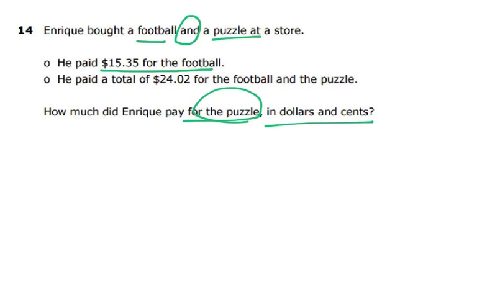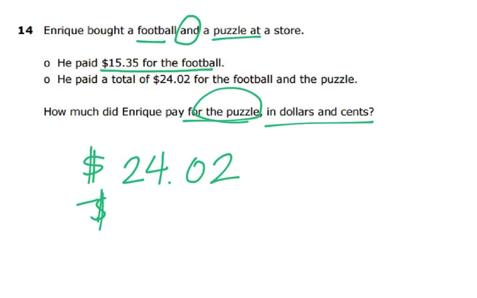All right. So I know he bought one item and another item, and together they cost $24.02. To figure out how much the puzzle was, I can subtract. So this is one of those times that I want to really do a good job at lining up my numbers. $24.02, and I'm going to subtract from it $15.35.